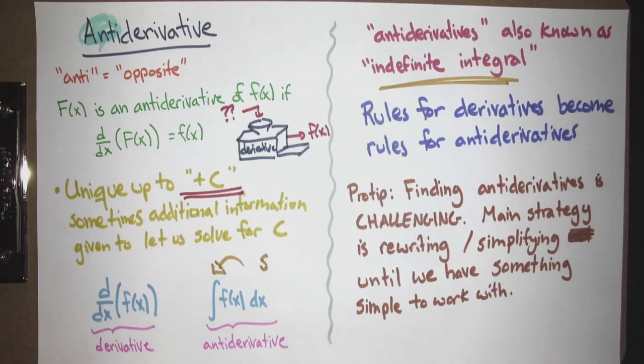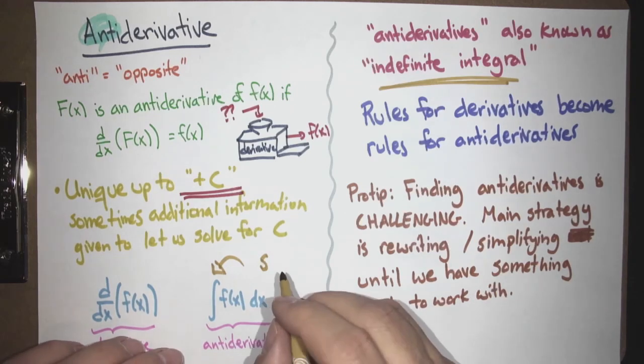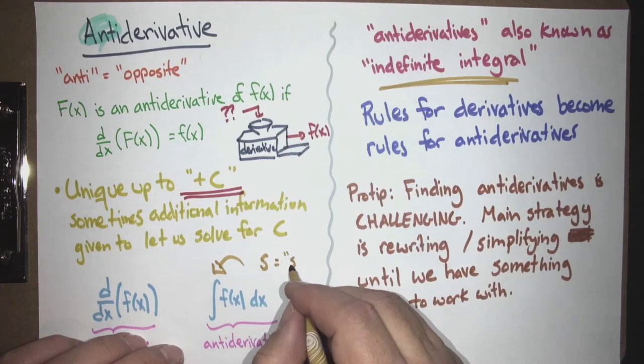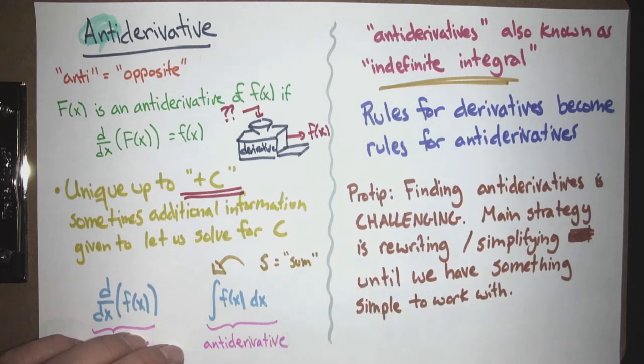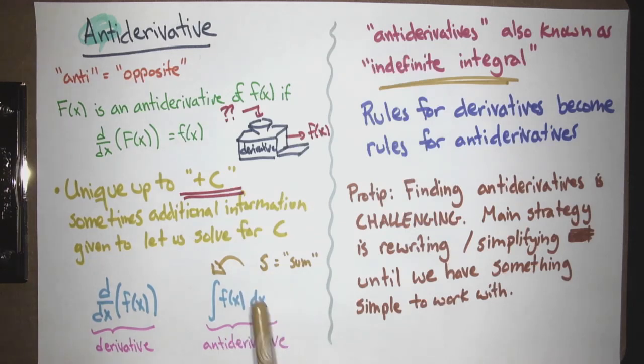So it's an S that's been stretched out. And why do we stretch out the letter S instead of any other letter? Well, spoiler alert, S for sum. And we'll talk about why that makes sense later on. We'll also have a dx at the end. Again, this will make more sense once we get into definite integrals, but notationally, it's very important. Get into the habit of writing it.